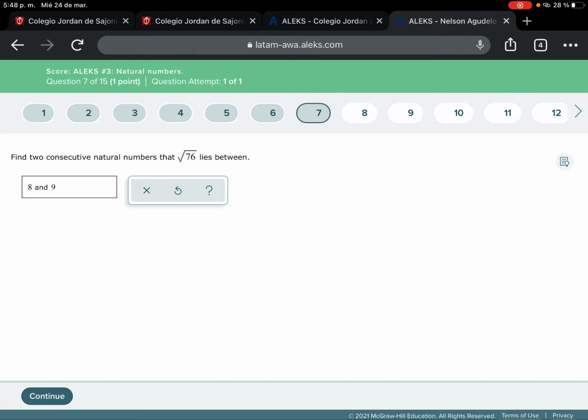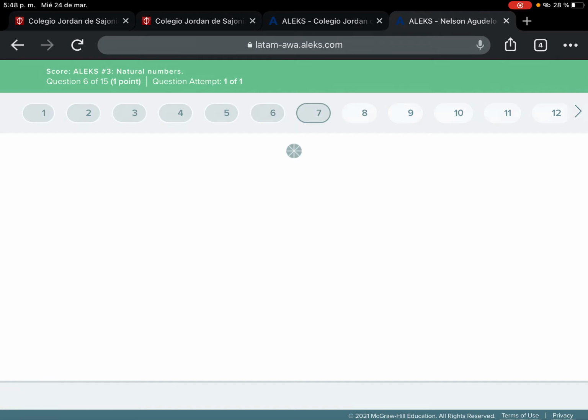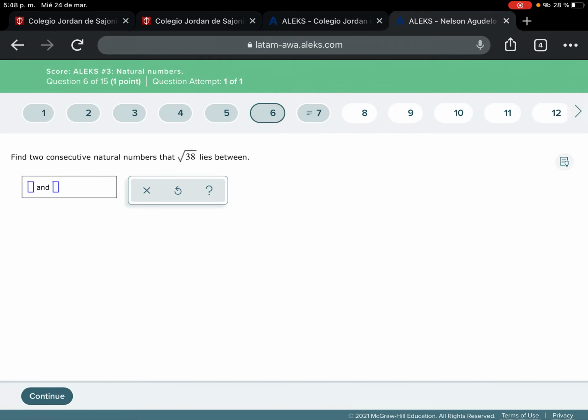But let's do another one. Maybe this one, I think it's the same type of point. Yes, it's the same type of point. So the square root of 38, this one is not a natural number either, so we are going to find the two natural numbers that it lies between.